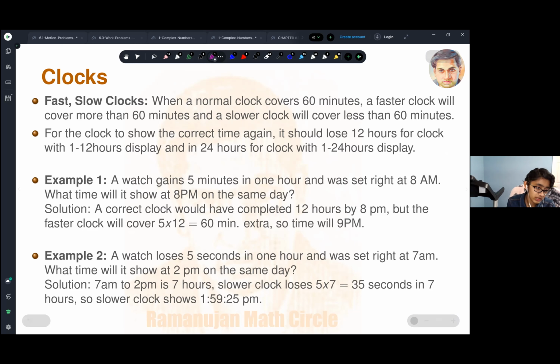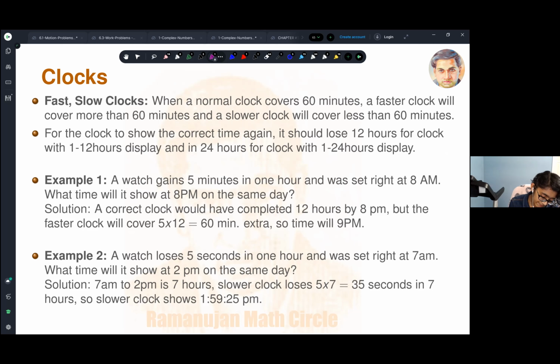For a second example, we'll look at when a watch loses time. So it loses 5 seconds in an hour and was set right at 7 a.m. What time will it show at 2 p.m. on the same day? So 7 a.m. to 2 p.m. is 7 hours of time, because the way you can go about it is 7 a.m. to 12 p.m. is 5 hours, and then 12 to 2 is 2 hours, that made it 7 hours. So the normal clock will have a 7-hour time period, but the slower clock would have lost 35 seconds because 7 hours have passed, each hour 5 seconds is lost. So that's 35 seconds lost in total.